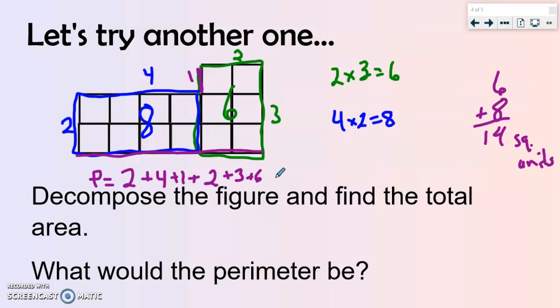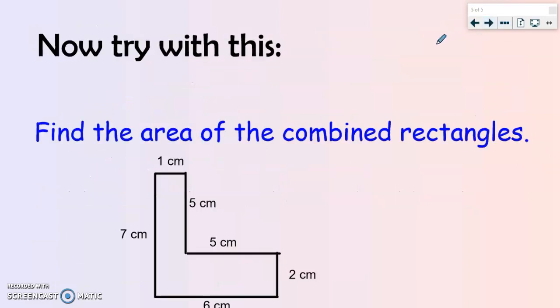So let's go ahead and condense these. So 2 plus 4 is 6. 6 plus 1 is 7. 7 plus 2 is 9. 9 plus 3 is 12, and 12 plus 6 is 18. So this shape here would have a perimeter of 18 units. So again, same thing, just adding up the length of all the sides. It's just more sides. So let's do one more.